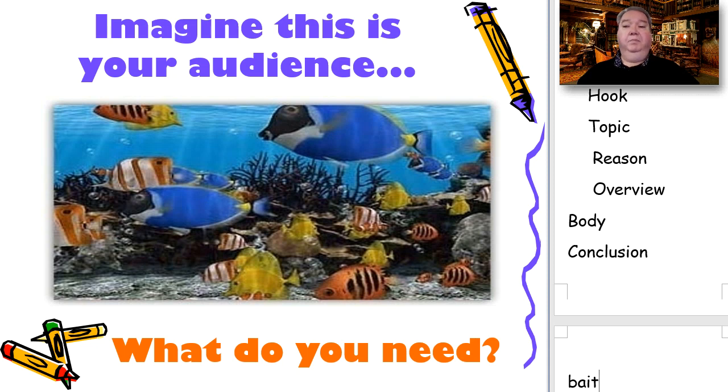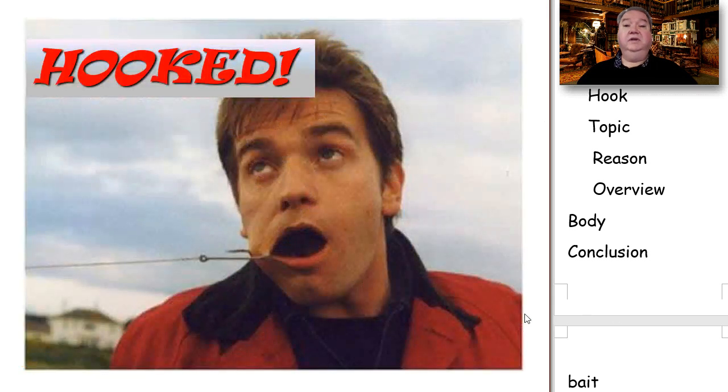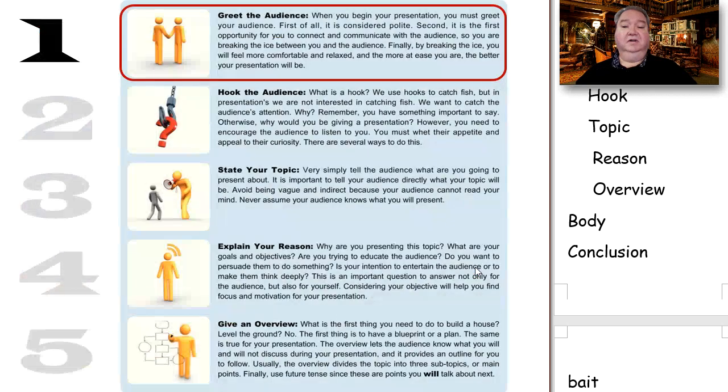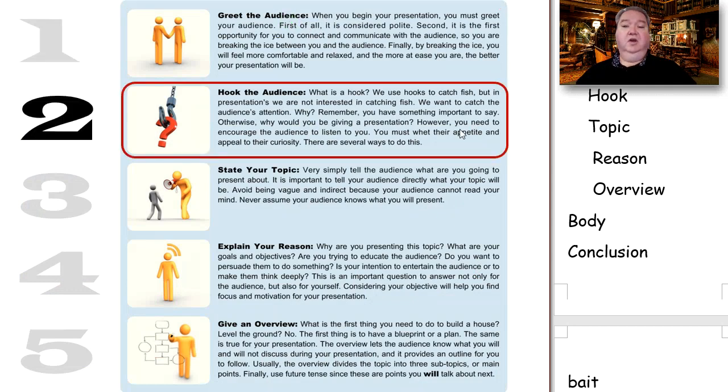But if you throw some food in the water, the fish will quickly swim. They'll eat all the food. And then what? They just swim away. They're not going to talk to you or listen to you. So how do you get them to really follow you? How do you really grab their attention? You need a hook. You need to hook them to grab their attention and say, hey, fish, come here, listen to me. I want to talk to you. So, first of all, you've got the greeting, and then you've got the hook. You need to hook the audience.